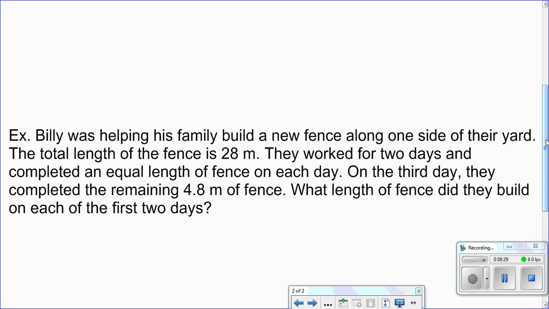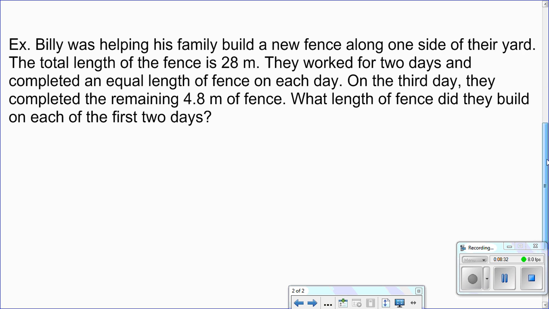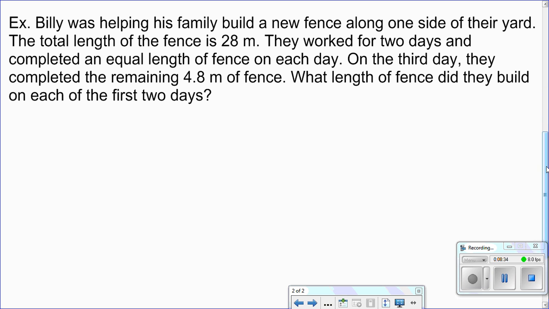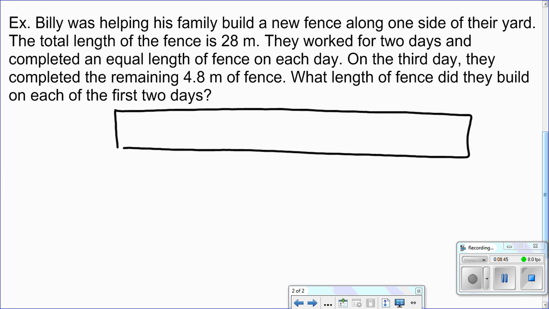All right, last one. For this example, I would recommend drawing it out. So it says Billy is helping his family build a new fence along one side of the yard. So I'm going to draw a fence. Okay. The total length of the fence is 28 meters. So I'm adding to my drawing as I go. So 28 meters.